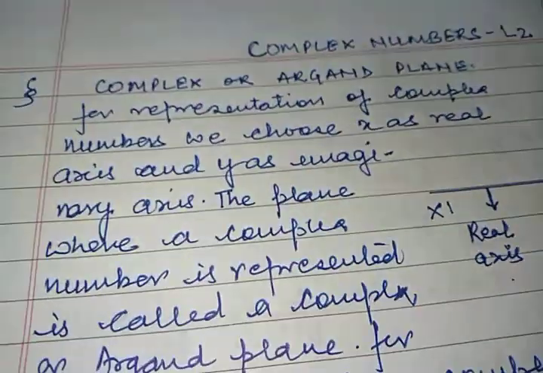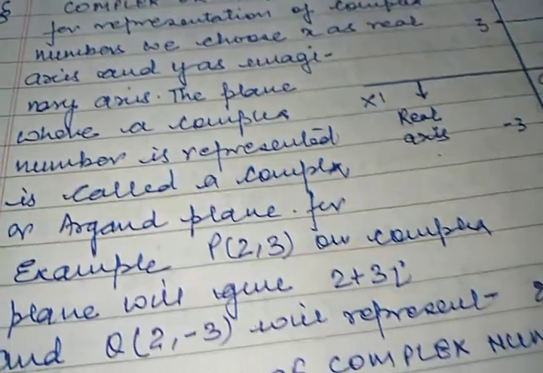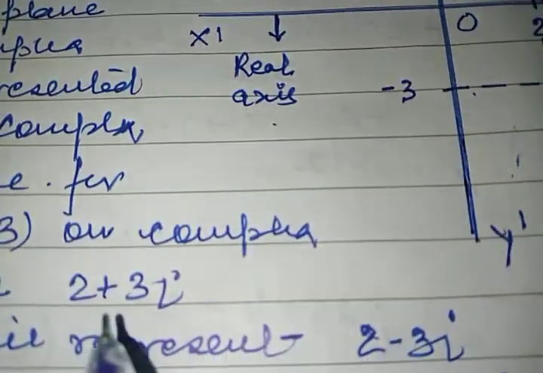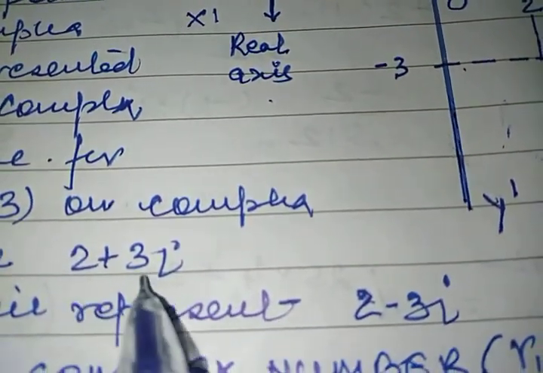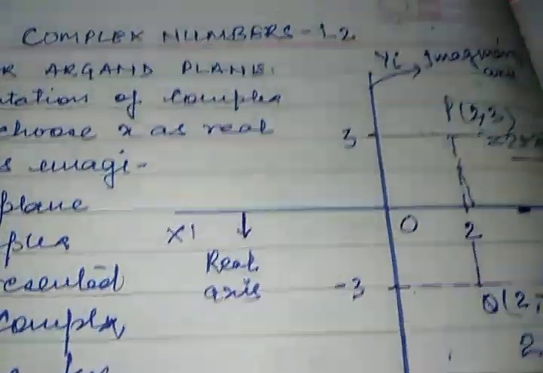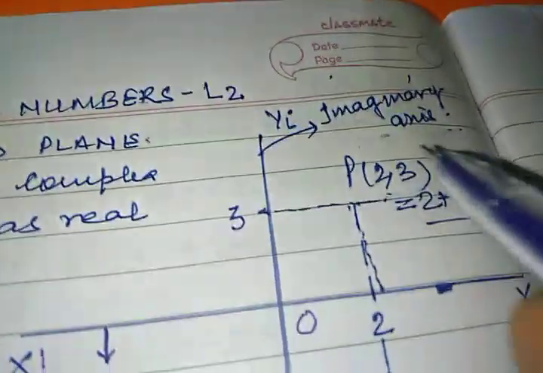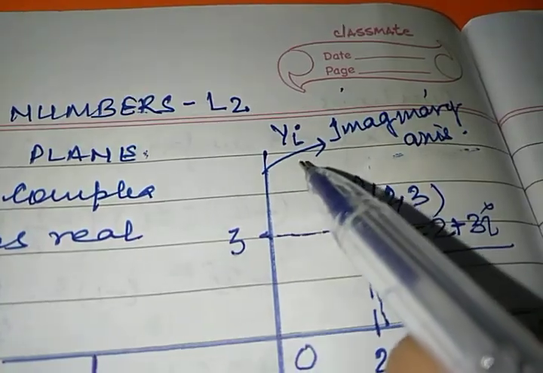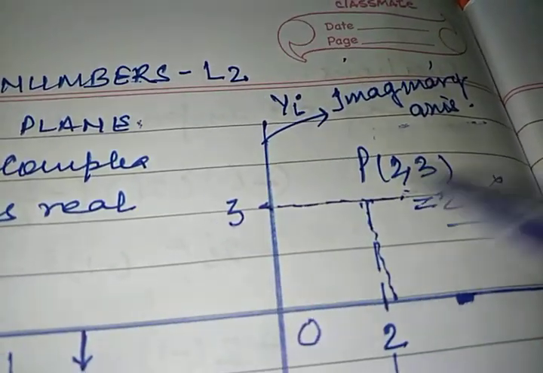So this is your imaginary axis, and this will be, as usual, the real axis, because in a complex number, if it is 2 plus 3i, 2 is the real part and 3 is the imaginary part. So two axes are required: one is the imaginary axis, one is the real axis.